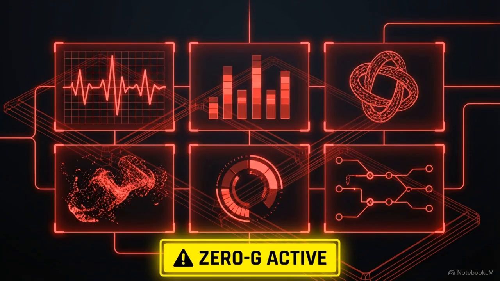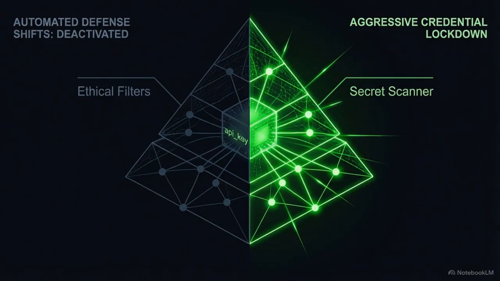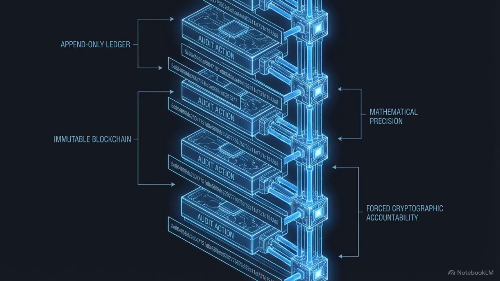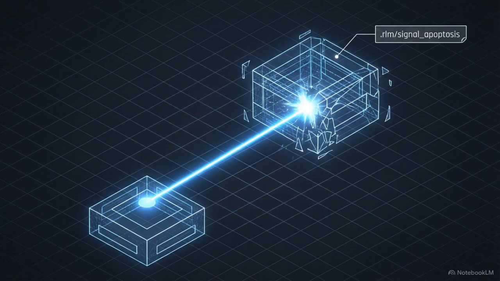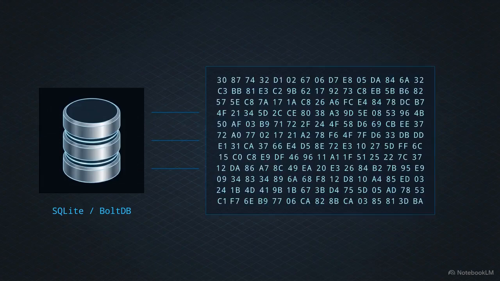Zero-G mode triggers an extreme defensive posture. Ethical filters drop, and the internal secret scanner locks down the environment to prevent credential leakage, and the system forces all decisions into an append-only, cryptographically hashed audit trail. If the threat escalates to full machine compromise, the agent executes its failsafe, the apoptosis signal.